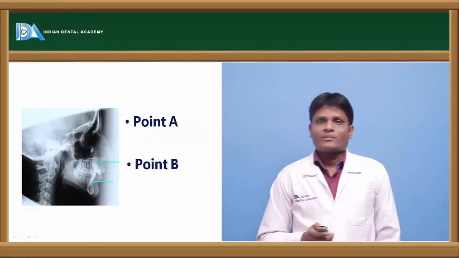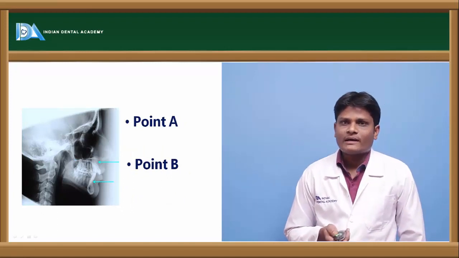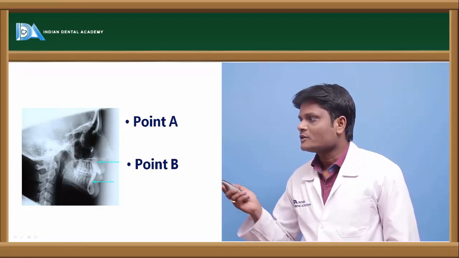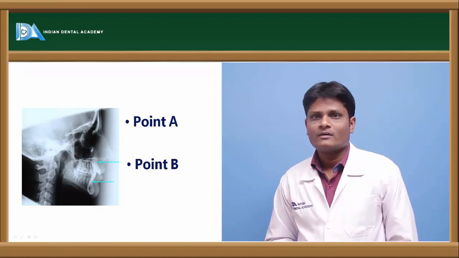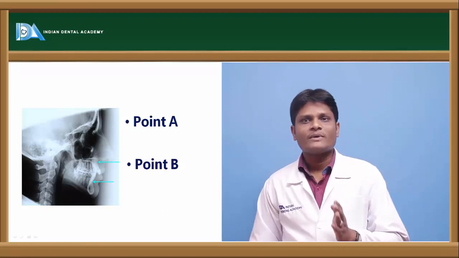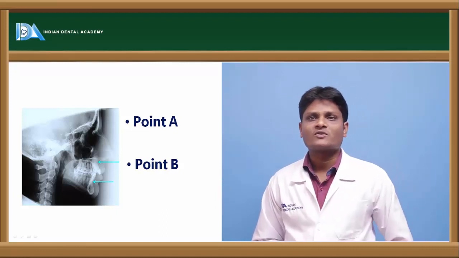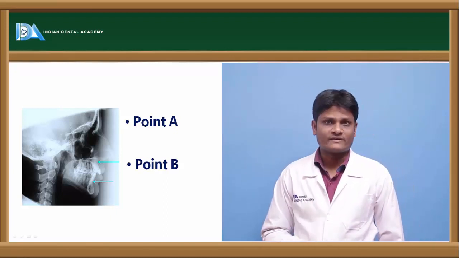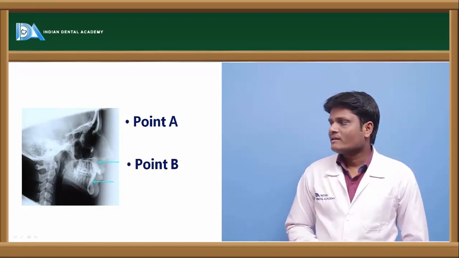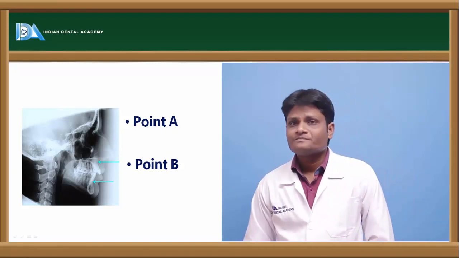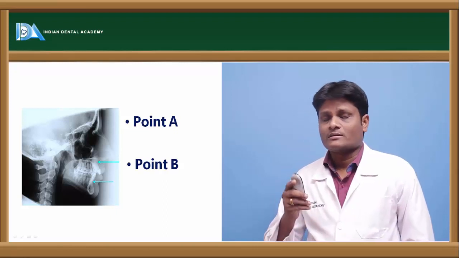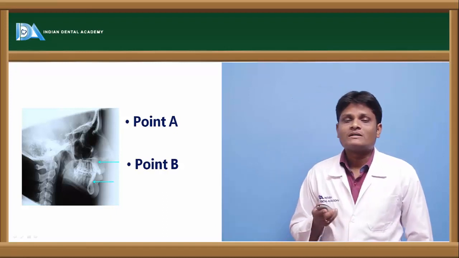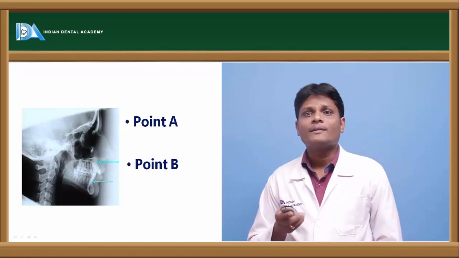Now, point A and point B. Point A is the deepest point on the concavity between anterior nasal spine and superior prosthion or supradental. Point A marks the anterior limit of the skeletal maxilla. Point B is the deepest point in the concavity between infradental and pogonion. This marks the anterior limit of the bony mandible.